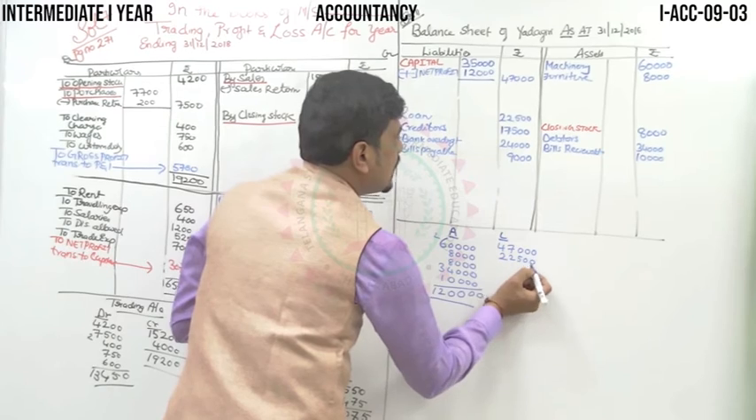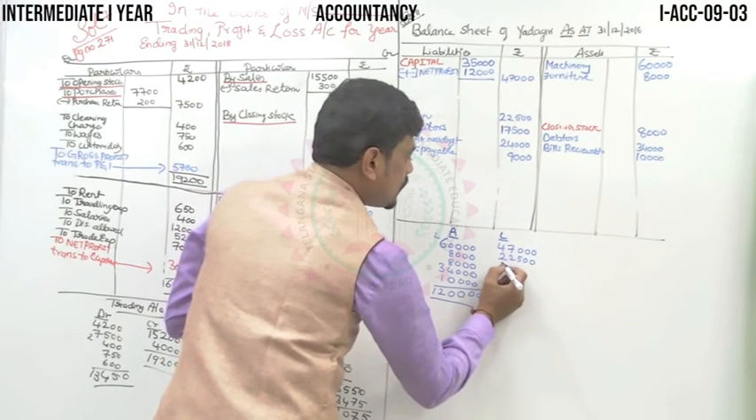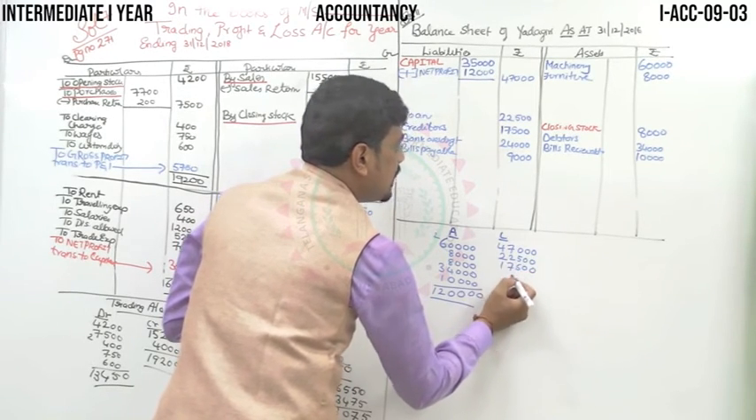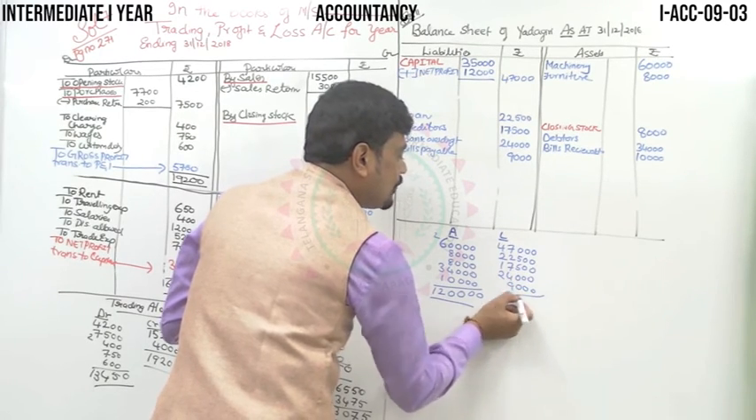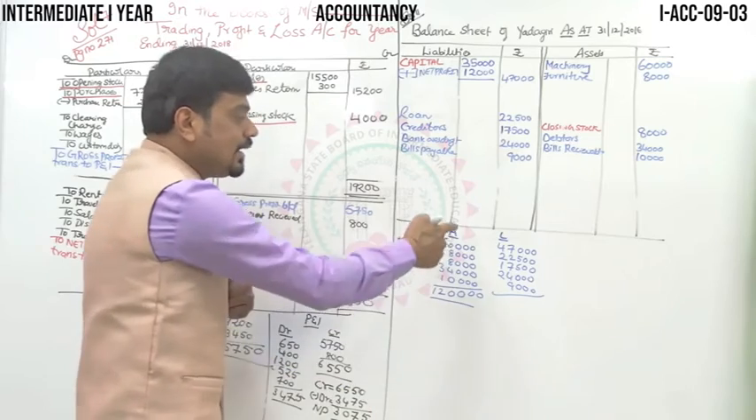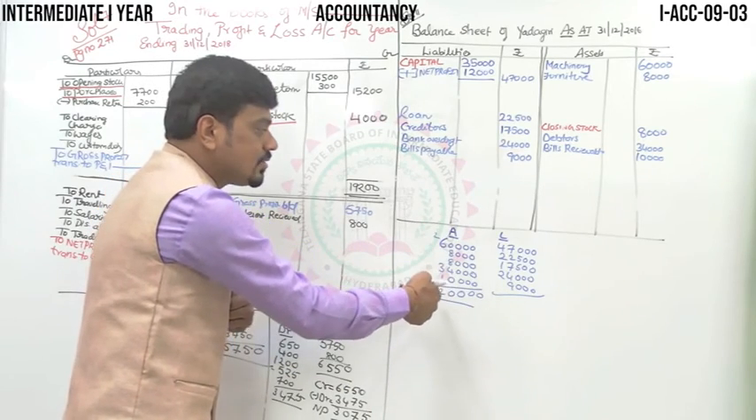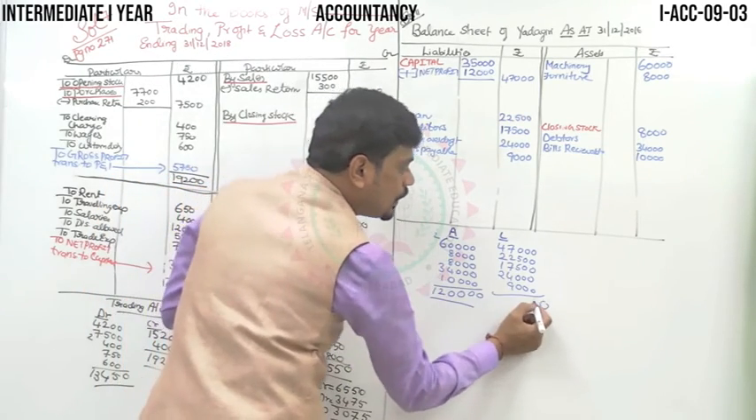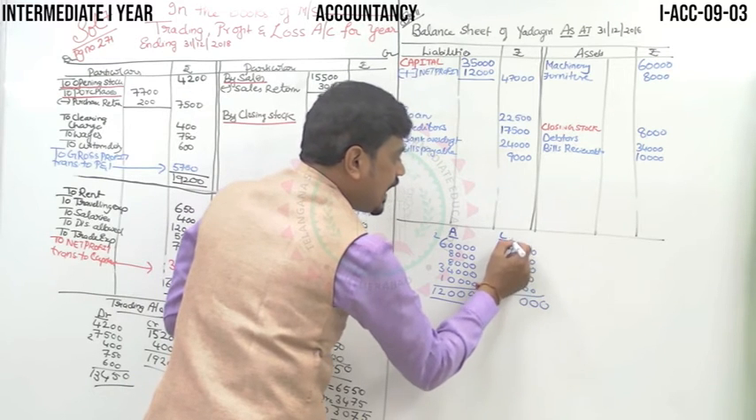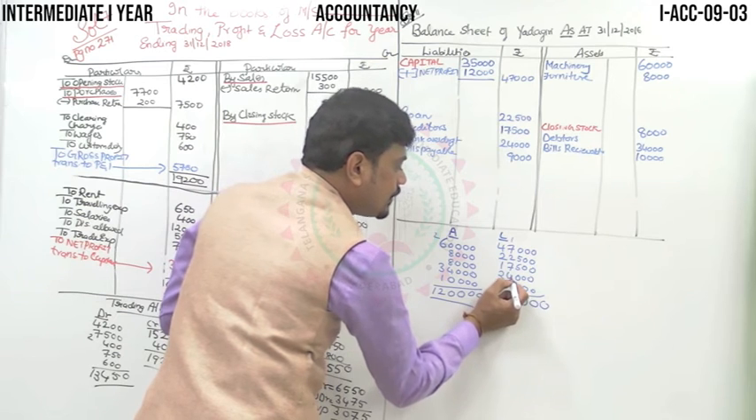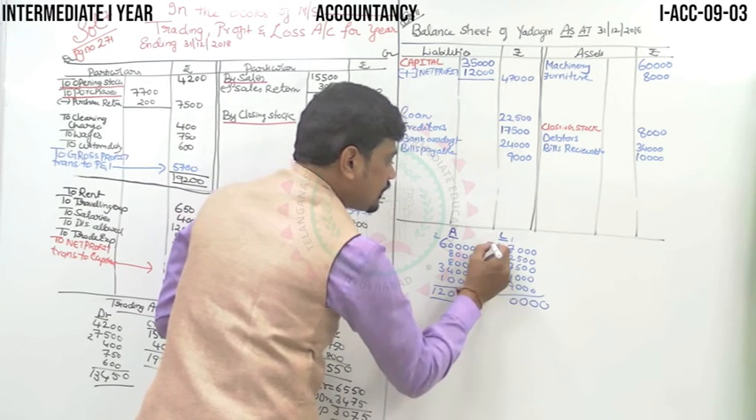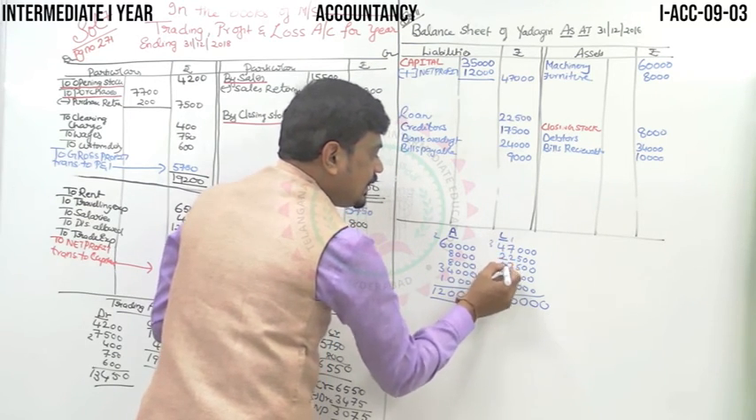22,500, 17,500, 24,000, 9,000. If you see, you can see that I am maintaining the dignity of writing the decimals. So 0, 0. 5 plus 5, 10, carried 1. 7, 8, 9, 10, 17. 17 plus 4, 21, 30. 7, 8, 9, 10, 11, 12.